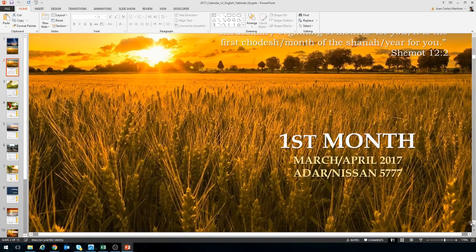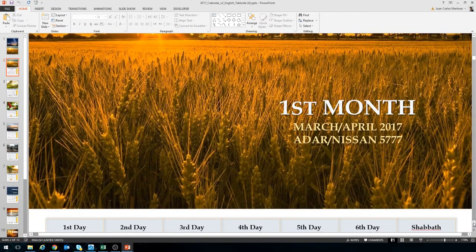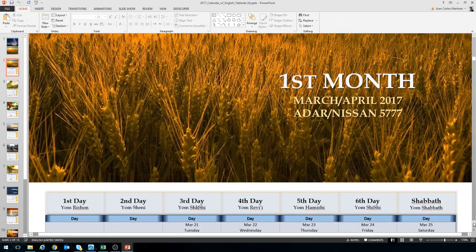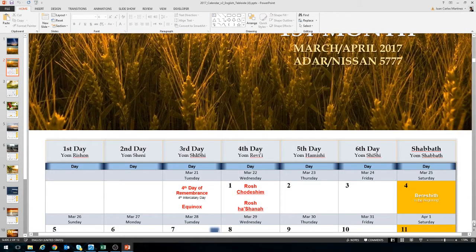Here we are, the second section, and it's the most important one with most of the information. So basically what you see over here is the 7 Yomim of the Shavua, the 7 days of the week, starting with the first day and ending up with the Shabbat. And in this line here you have the name in Hebrew. Yom Rishon is the first day, Yom Sheni, Yom Shlishi, Yom Revi, Yom Hamishi, Yom Shishi, and Yom Shabbat.